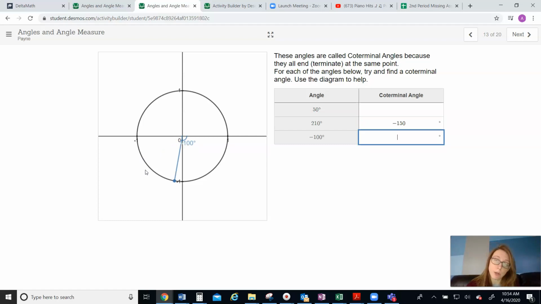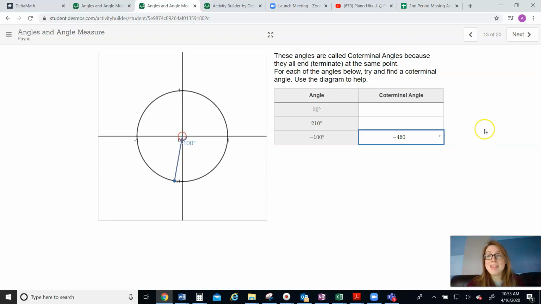So I can find positive angles or I can find negative angles by either adding or subtracting. Same thing with negative 100. I can add 360. Nice. And let's find what that actual number is. 260. Or I could subtract 360. So negative 100 minus 360. Again, it ends in the same spot. And negative 100 minus 360 is negative 460. Okay? And again, they're ending in that same spot.